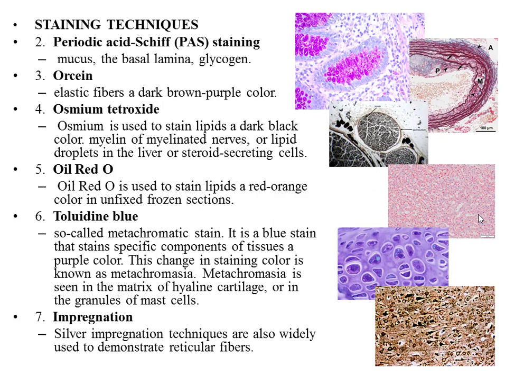Toluidine blue, a so-called metachromatic stain. It is a blue stain that stains specific components of tissue as purple. This change in staining color is known as metachromasia. Metachromasia is seen in the matrix of hyaline cartilage, in the granules of mast cells, or in mucoid swelling. Impregnation. Impregnation by silver is widely used for demonstration of reticular fibers.